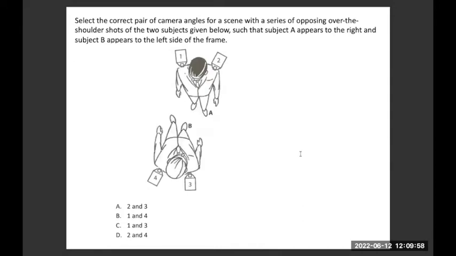So for a scene with a series of opposing over-the-shoulder shots of the 2 subjects which are given below, such that subject A appears on the right and subject B appears on the left side of the frame, you have to choose which are the 2 appropriate camera angles for subject A to appear to the right and subject B to appear to the left.